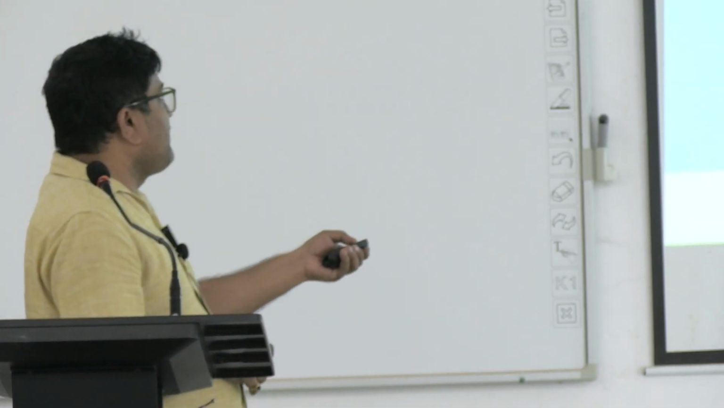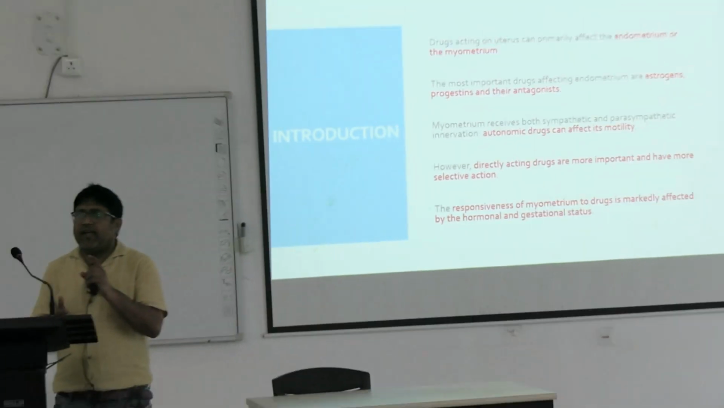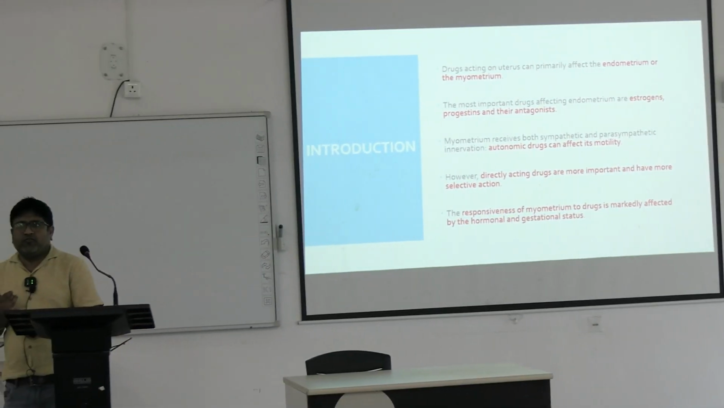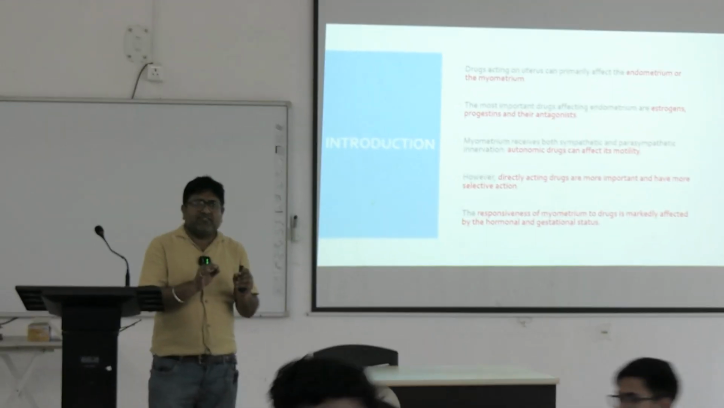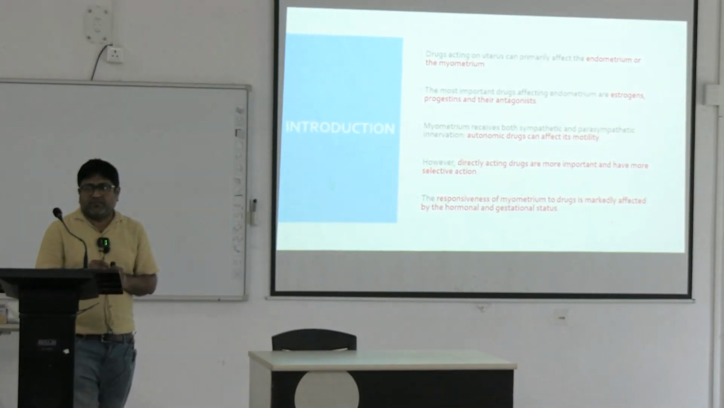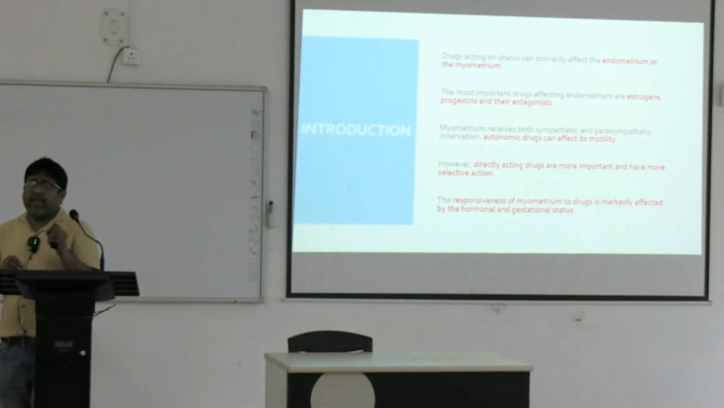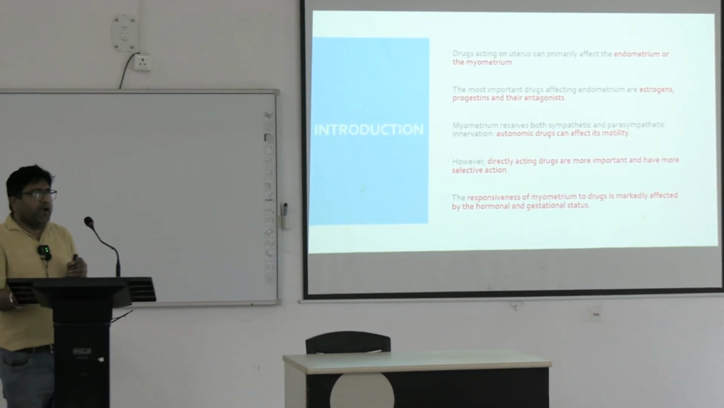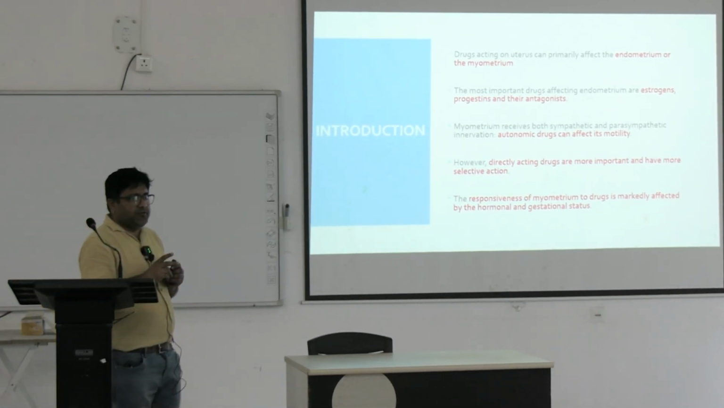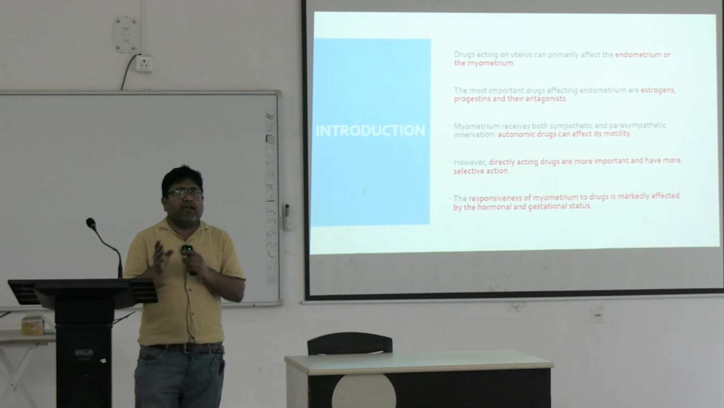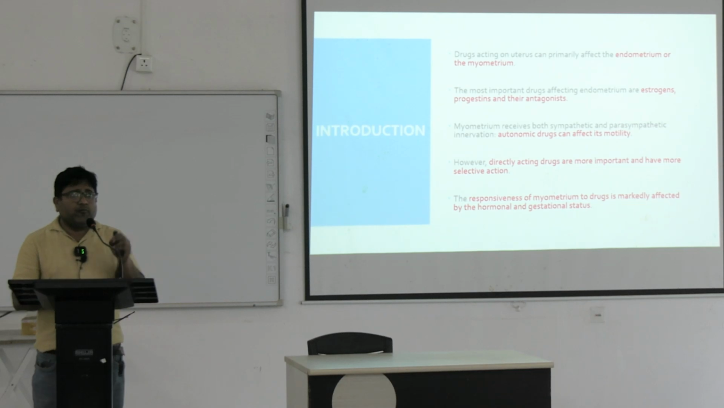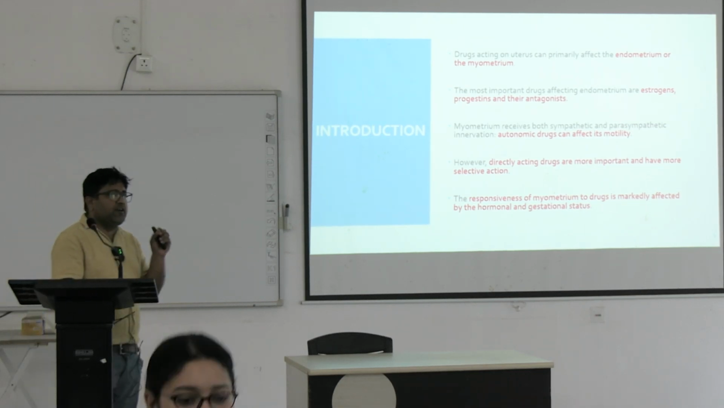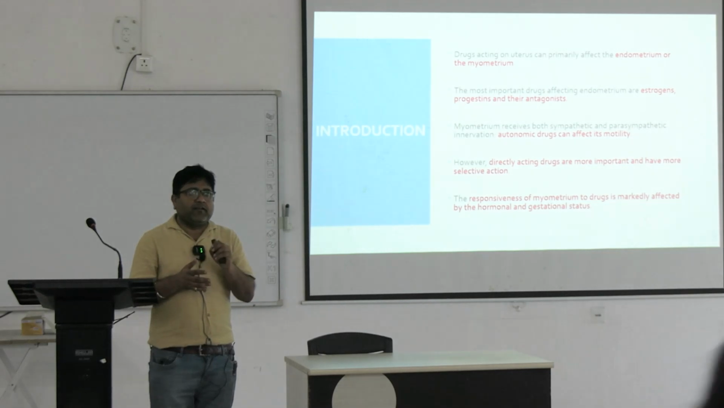So, uterine stimulants and relaxants, the drugs that act on the uterus, either act on the endometrium or the myometrium. On the endometrium, the drugs mainly acting are estrogens, progestins and their antagonists. The drugs that act on the myometrium either modulate the autonomic innervation, that is the parasympathetic and sympathetic nervous system, or act directly on the myometrium. Today we are mainly focused on the drugs acting directly on the myometrium.